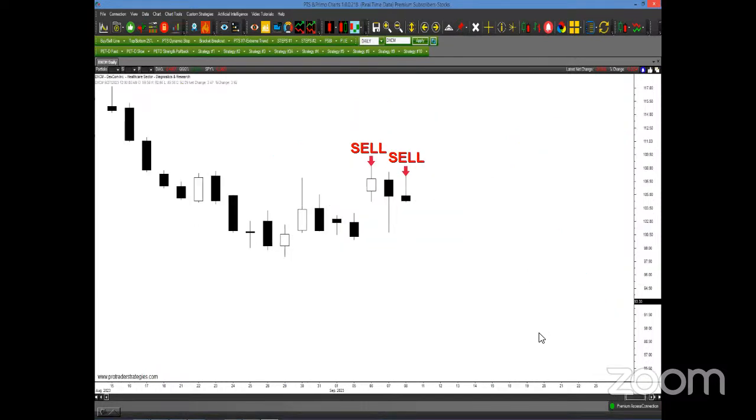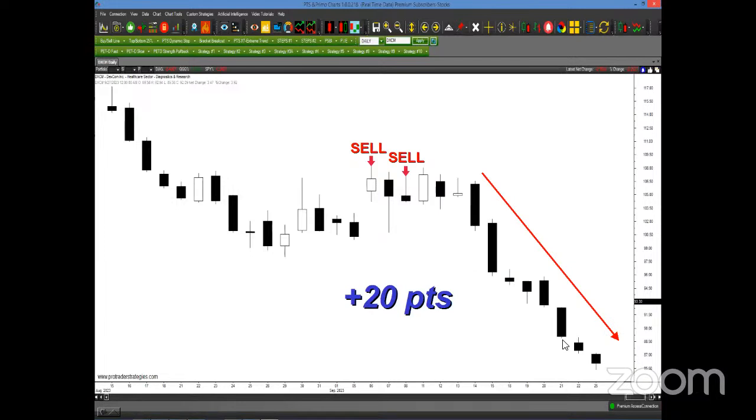Here's an example in Dexcom, DXCM, all right? Here's the sell-off. Here's the shallow pullback, meaning the small bounce or small rally. Strategy number 9 generated 2 sell signals, 20 points coming into October, okay? This just happened about 2 or 3 weeks ago.